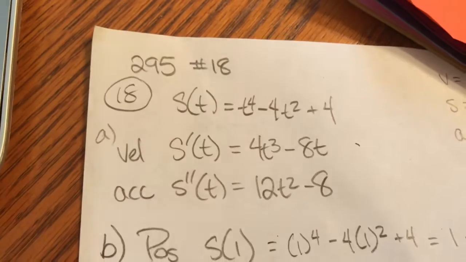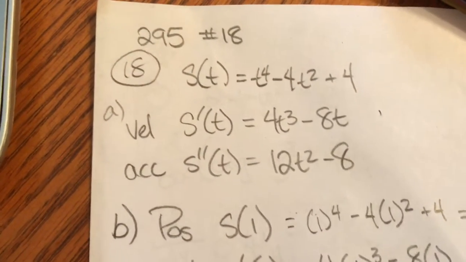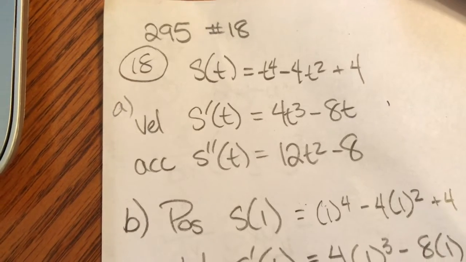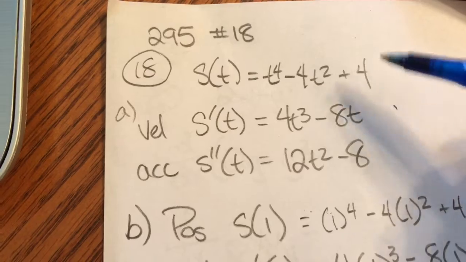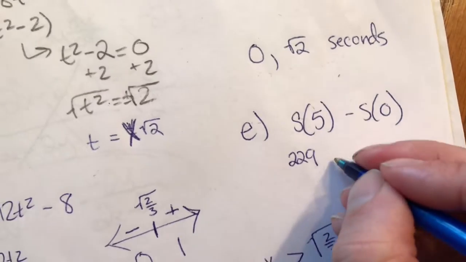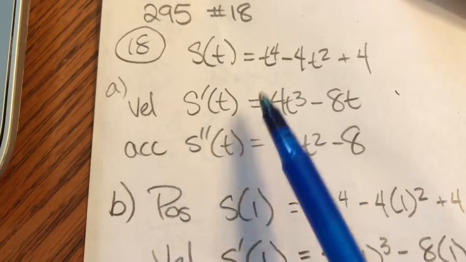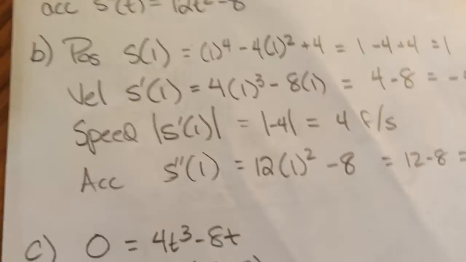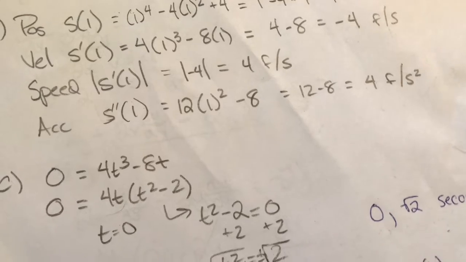If I plug in 5, let's see if I can do this without a calculator. I get 5 to the 4th, which is 625, minus 4 times 25, which is 100. So 525 plus 4. 525 plus 4 is 529, minus plug in 0. And I get 0 minus 0 plus 4. So I have traveled 225 feet.